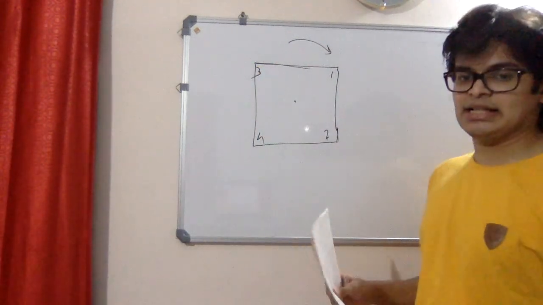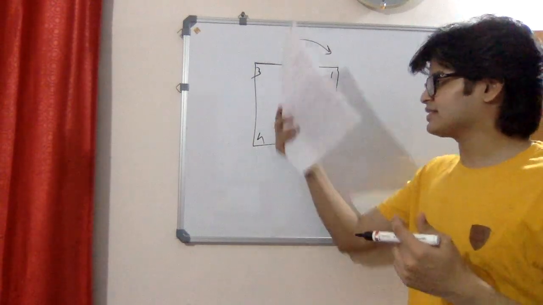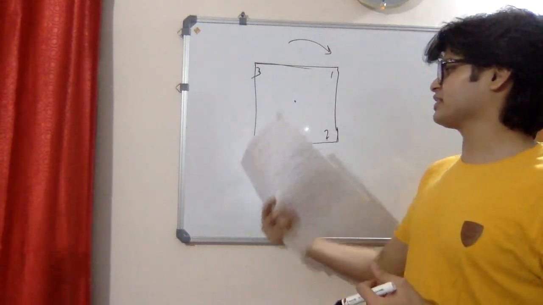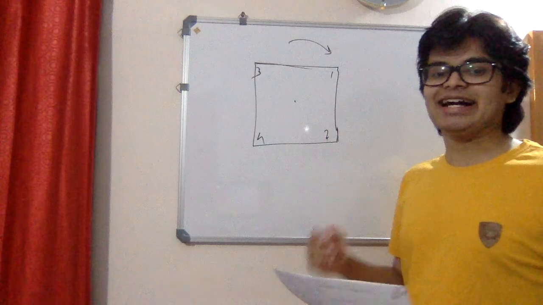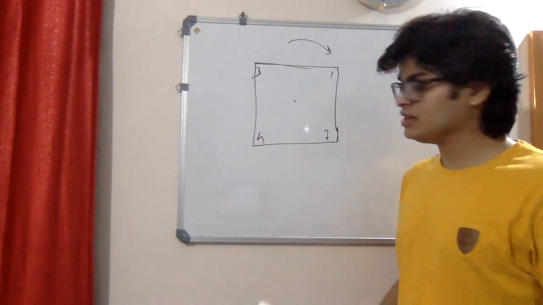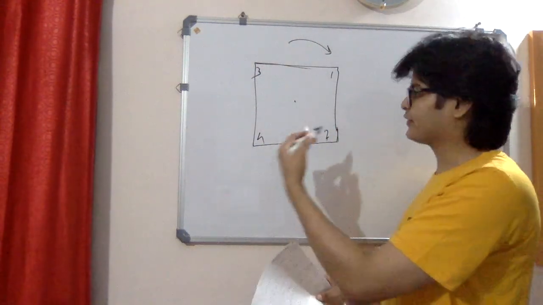Now notice that the shape of our square hasn't changed. This shape is still a square even though the points have shifted, the vertices have been shifted. So this kind of mapping helps us to preserve the structure, and such a mapping is called a symmetry.